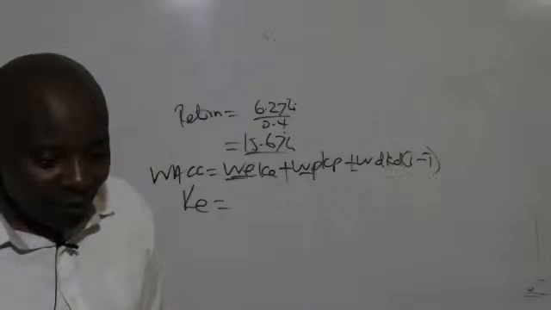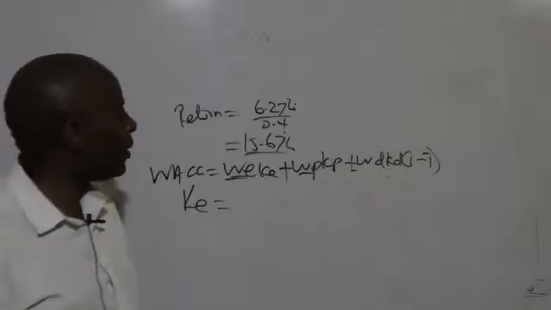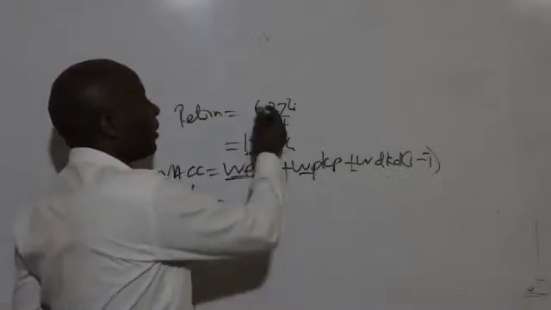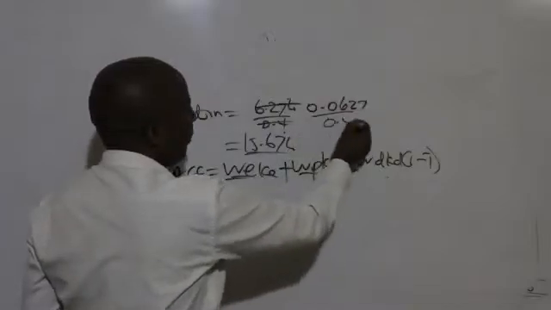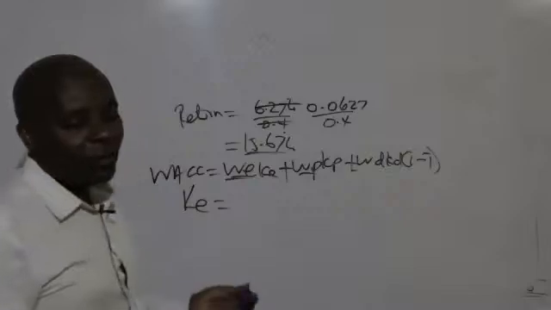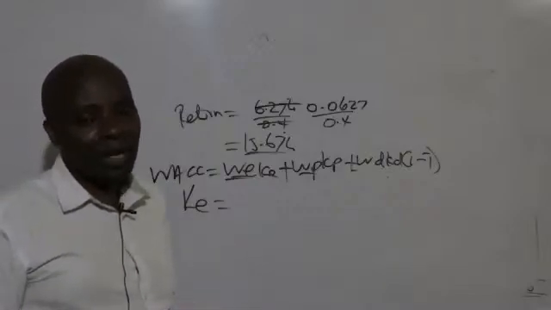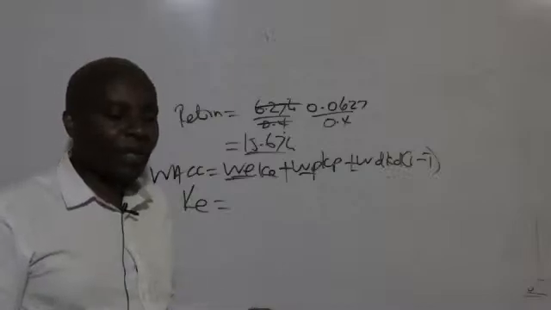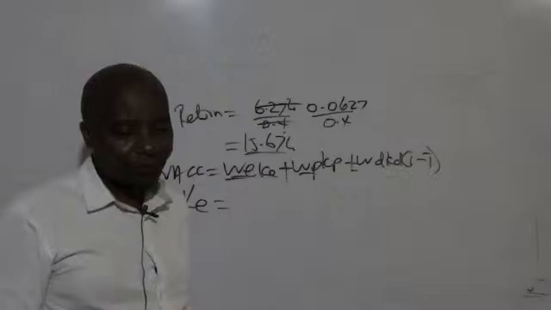Why are we not using it in this question? So no problem. You just come and use here 0.0627. You divide by 0.4. And then at the end of the day, whatever you get, to convert it to percentage, multiply with 100. You'll still end up getting the same answer.